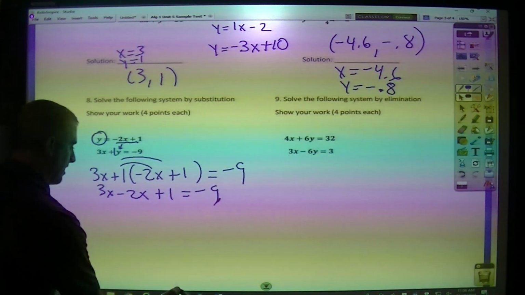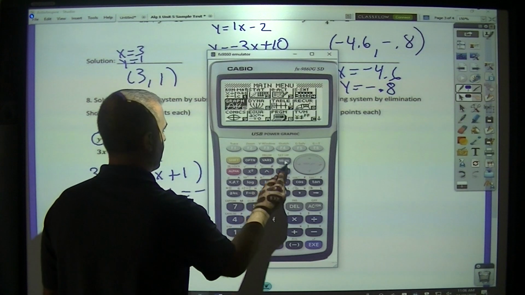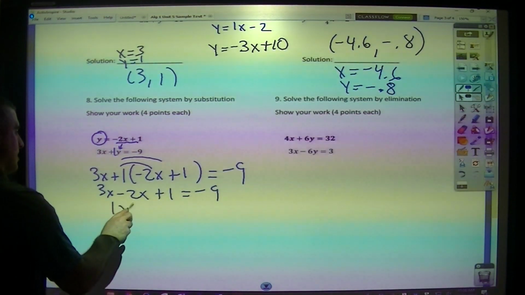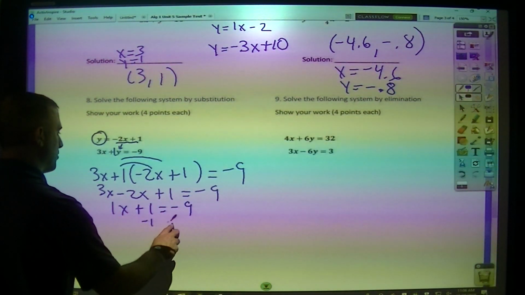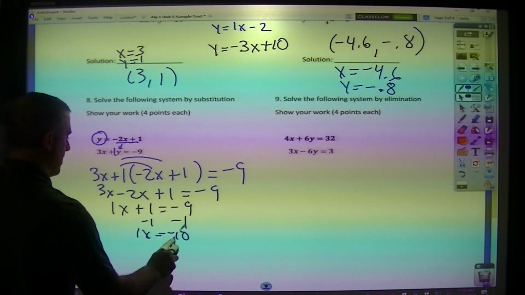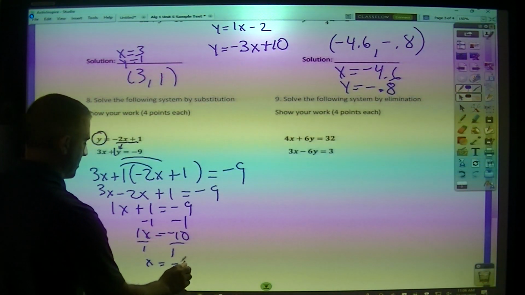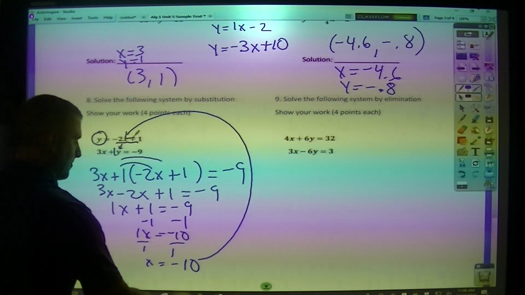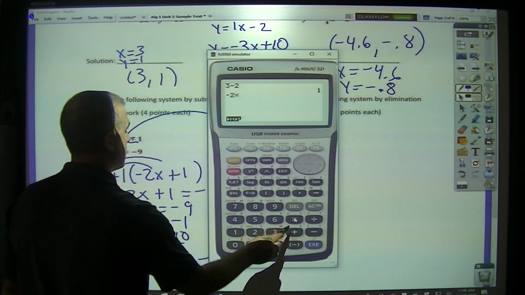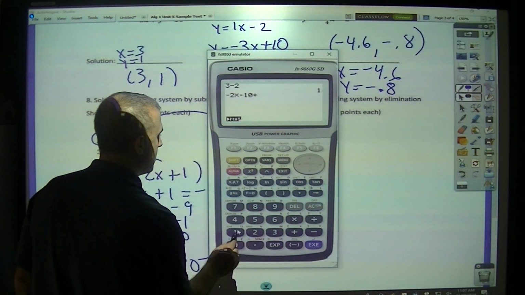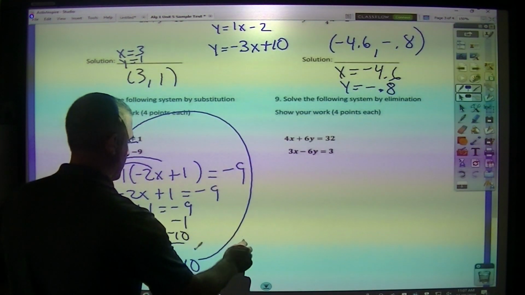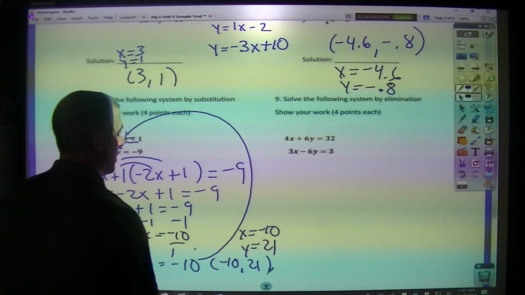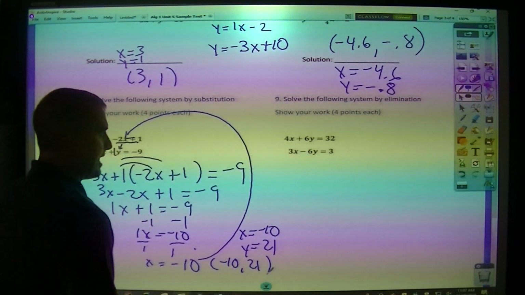Now what I have to do is combine the like terms there. So 3 minus 2 would be 1. So that's 1x plus 1 equals negative 9. And then I would subtract 1. 1x equals negative 10. You really don't need to divide, but let's go ahead and do that. X equals negative 10. Then I take that and put it all the way back in here. So that's negative 2 times negative 10 plus 1, which is 21. So I get x equals negative 10, y equals 21, or I could write it like this. Either answer is acceptable.